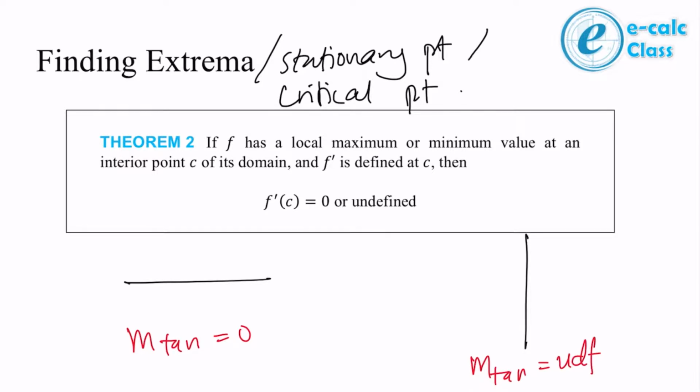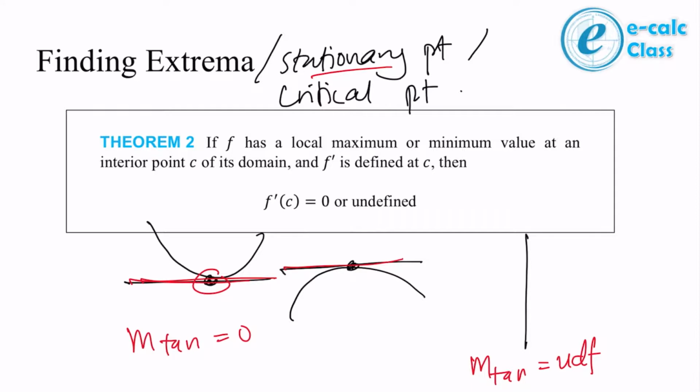So by this theorem, if f has a local maximum or minimum value at c, then the first derivative will be equal to 0 or undefined, which means it is something like this. You see, this is a local or absolute maximum or minimum, right? And the slope will always be 0, because at this point the tangent line will be a horizontal line. This is why it is called a stationary point, because the tangent line will not move around. It is always a horizontal line around that region. Alright?